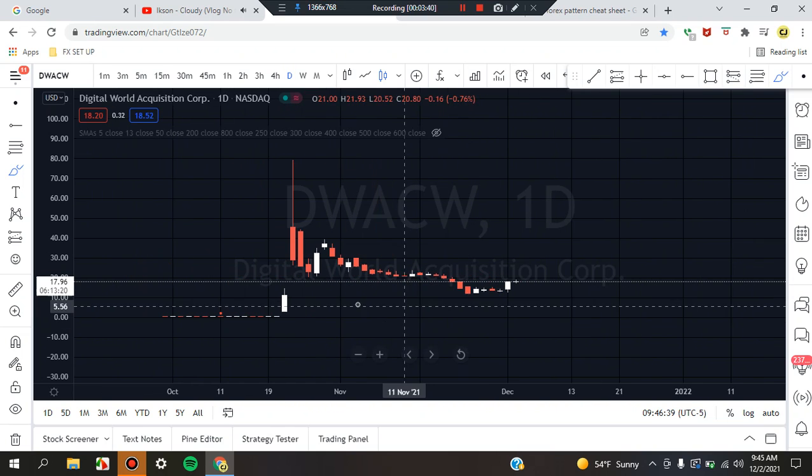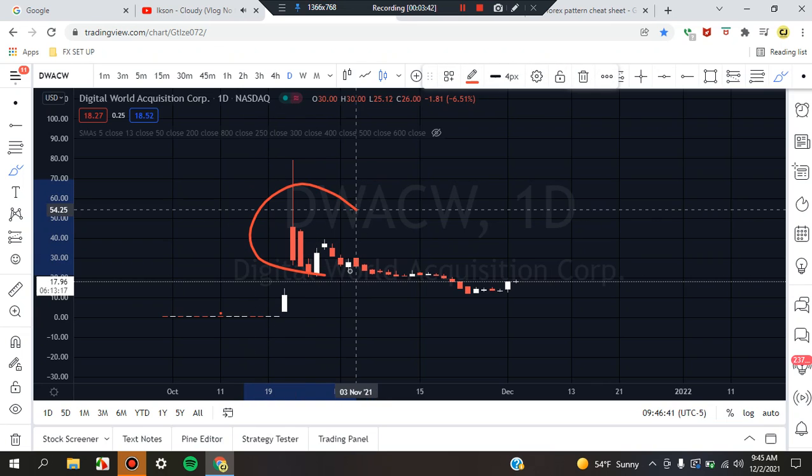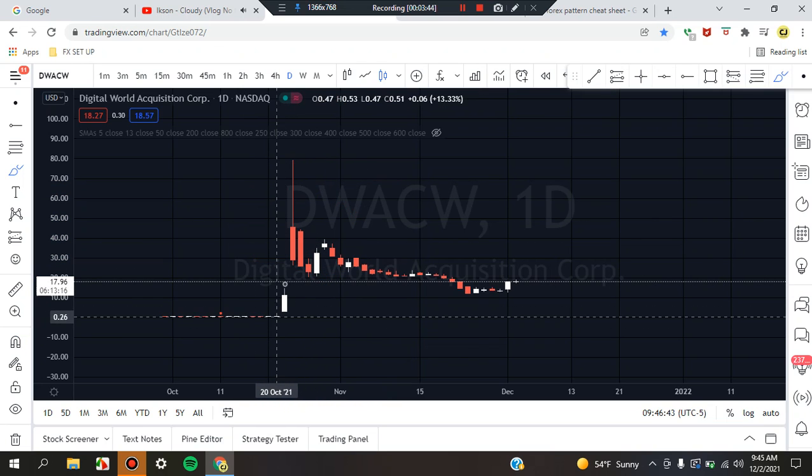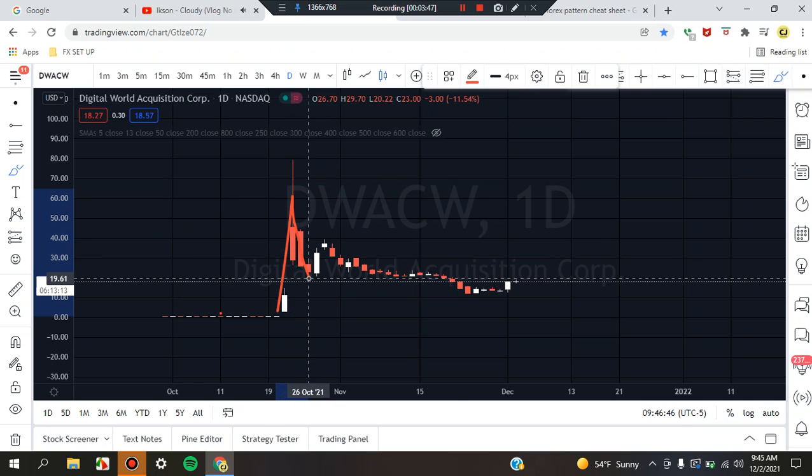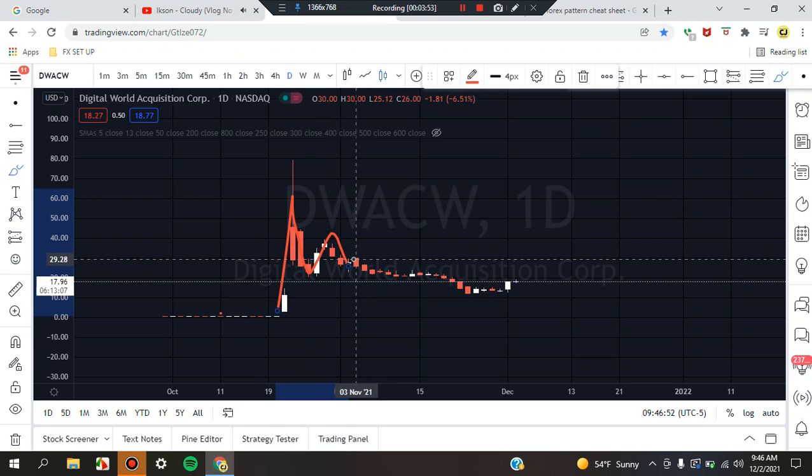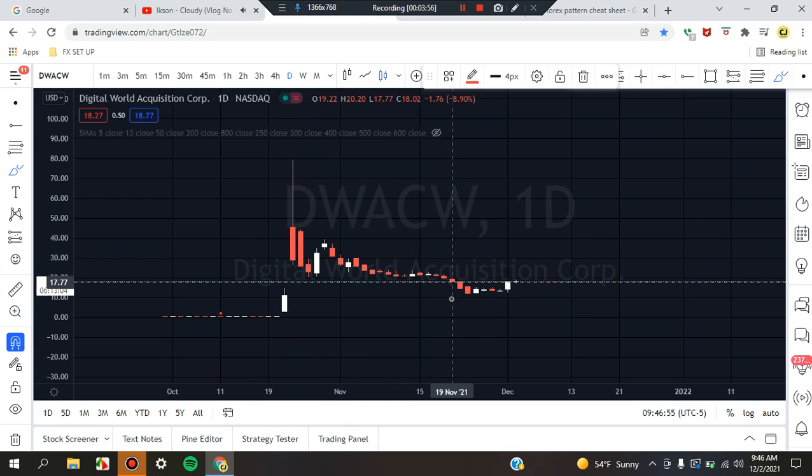Okay, so there's a double top in this area here. The market pushed up once, came back down. The market pushed up twice, dropped back down. So that's a double top M pattern: first, second, third, fourth, with a retest at this area here. The market dropped down a few times.